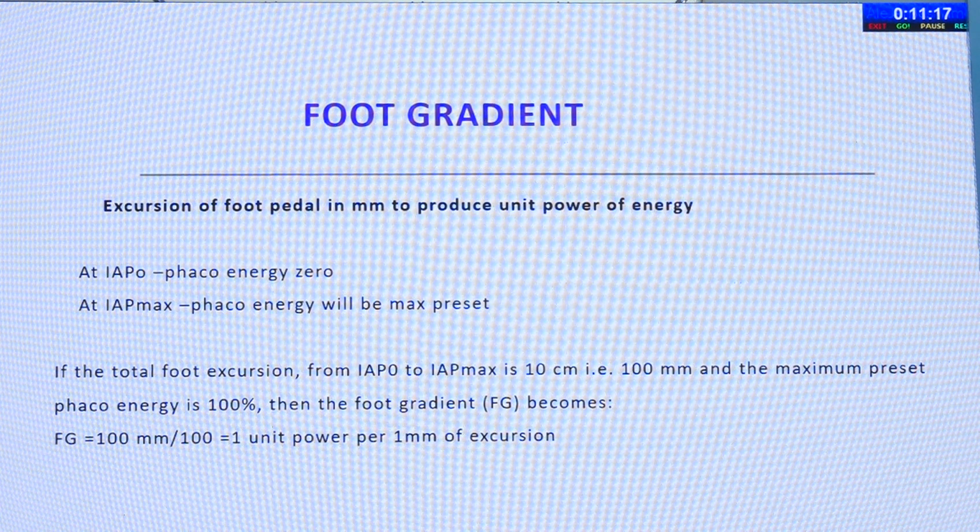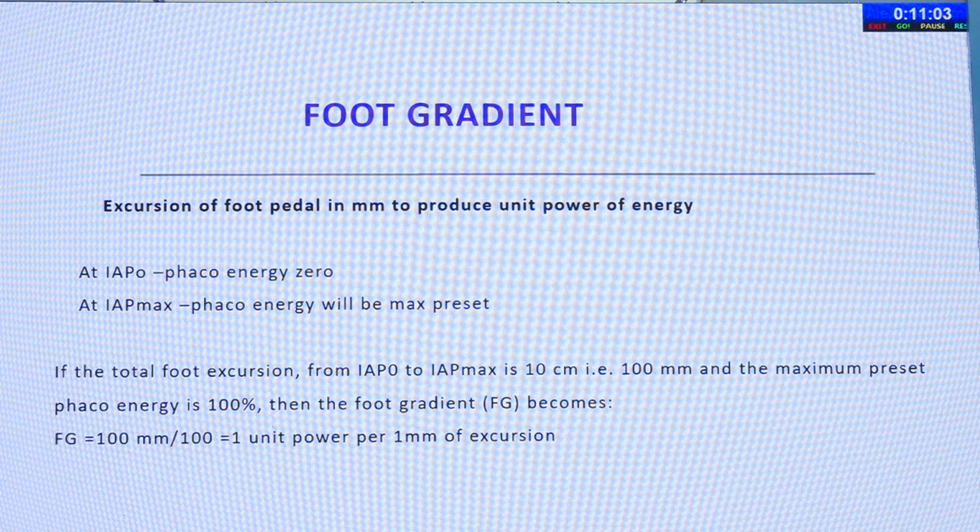Now the distance between these 2 points, suppose it is 100 millimeter, and the maximum power that you have set on the console is 100%. Then it means when you press 100 millimeter, 100% of the power will come, which means 1 unit of power will be generated when you press the foot pedal 1 millimeter.